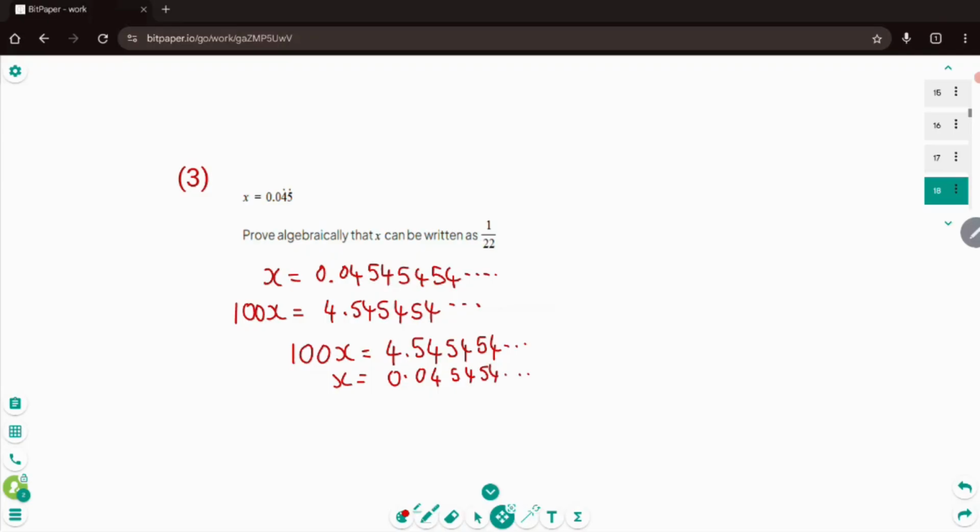Where do they disappear from there to there? 100x, take away x, 99x. 4.5 minus 0, 4.5. Make x the subject. Divide both sides by 99. Times both sides by 10. Simplify. Using the fraction button on the calculator, 1 over 22.